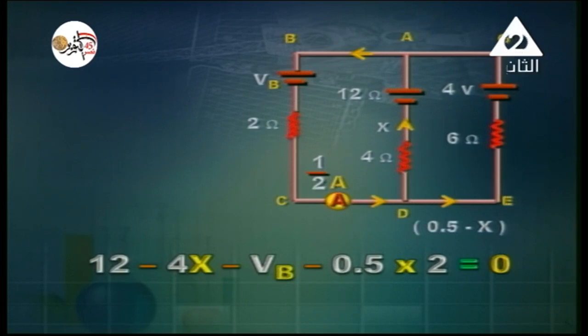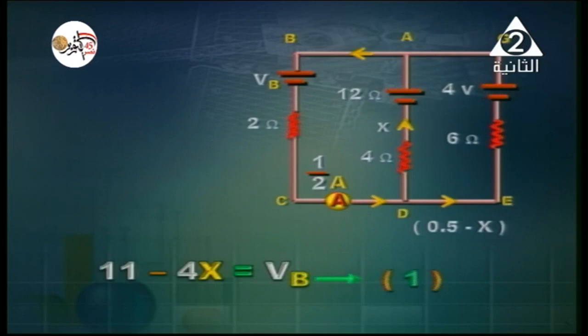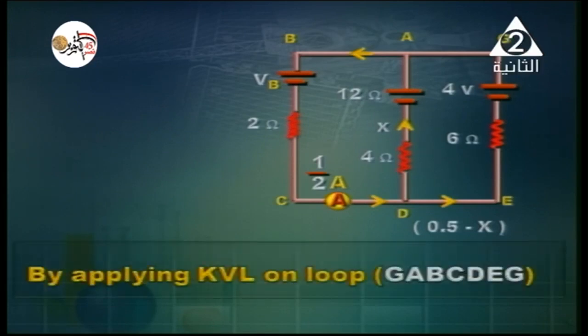We'll apply Kirchhoff's voltage law. So 12 minus 4x minus VB minus 0.5 times 2 is equal to 0. So we can say 11 minus 4x is equal to VB. And this way we've managed to obtain VB, EMF of the cell, in terms of x. This is the first equation.